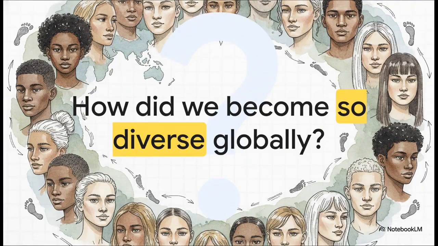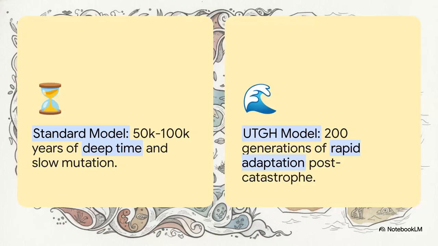Now, what's really fascinating here is the core question driving both of these frameworks. How do we explain the massive variety in human skin color, hair texture, physical size, and overall dimensions? I mean, look around the globe. We are a wildly diverse species. Both models look at this exact same diversity, but they propose radically different mechanisms and timelines for how it all came to be.